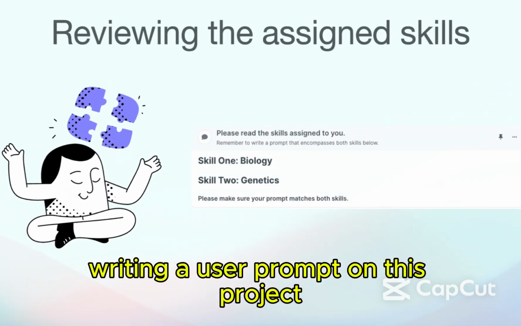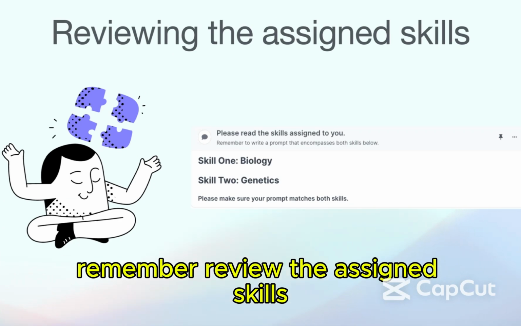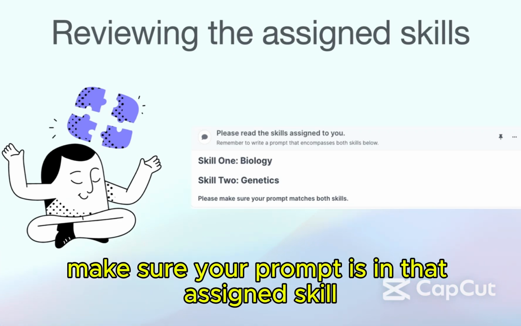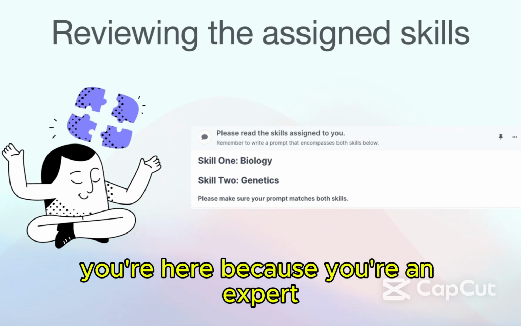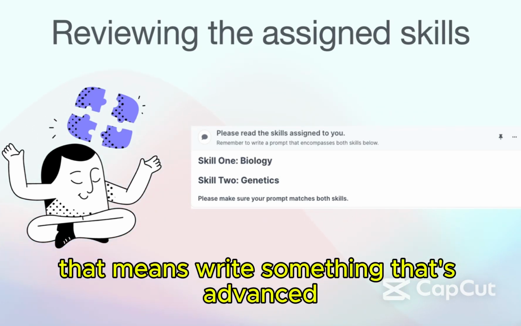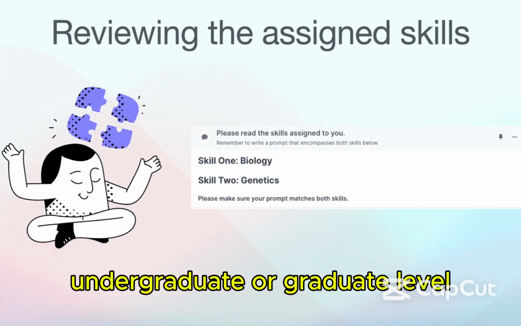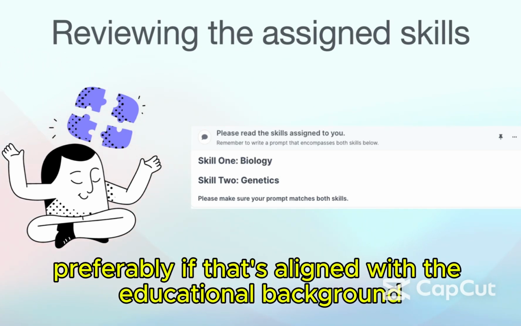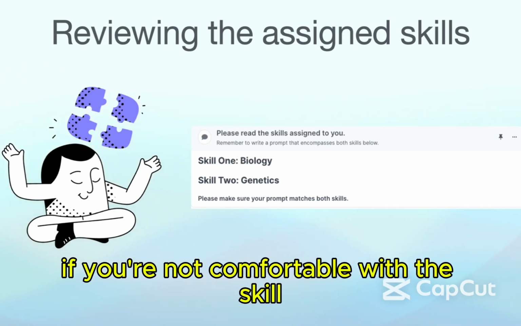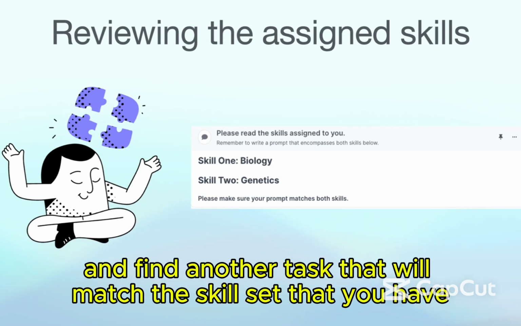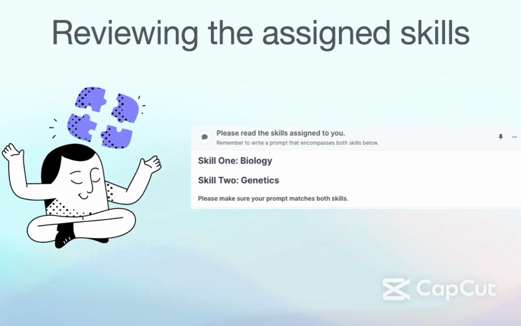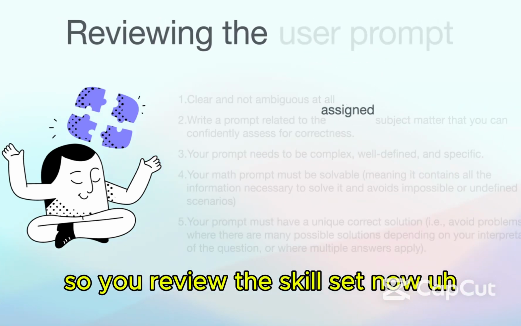On this project, remember, review the assigned skills, make sure your prompt is in that assigned skill, and please make sure your prompt is complex. You're here because you're an expert. That means write something that's advanced undergraduate or graduate level, preferably if that's aligned with your educational background. If you're not comfortable with the skill, especially skill 2, please skip and find another task that will match the skill set that you have. So you review the skill set.